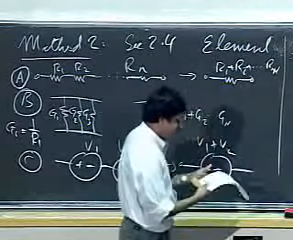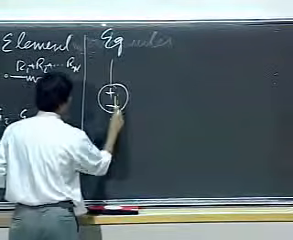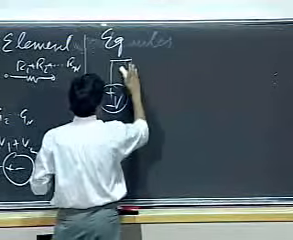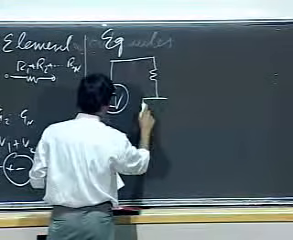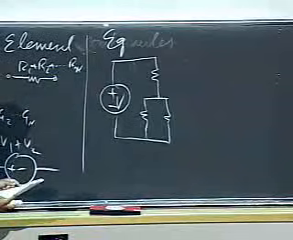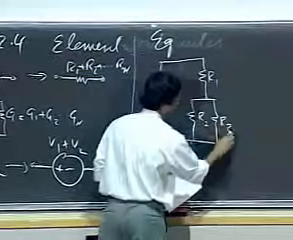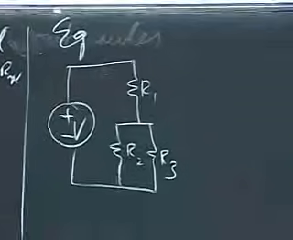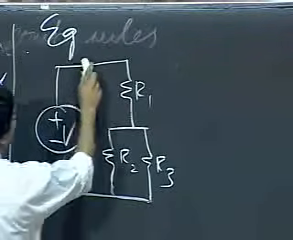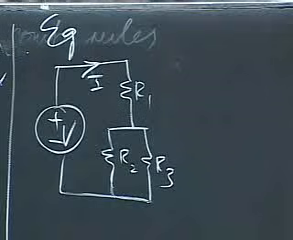So let's do this example. So let's say I have a circuit that looks like this, and 3 resistances. And let's say all I care about is the current I that flows through this wire. All I care about is that current.